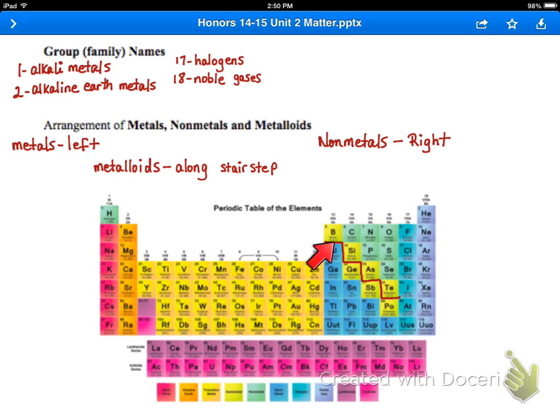Aluminum's a little bit weird because it's along the stair step, but it is a metal. It is not a metalloid. So make sure you have that clear in your notes.